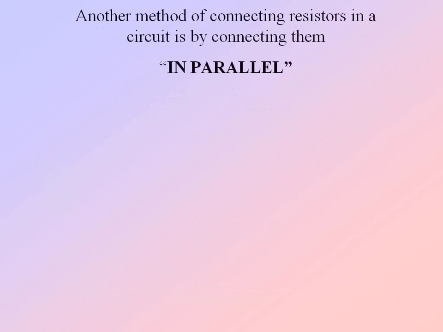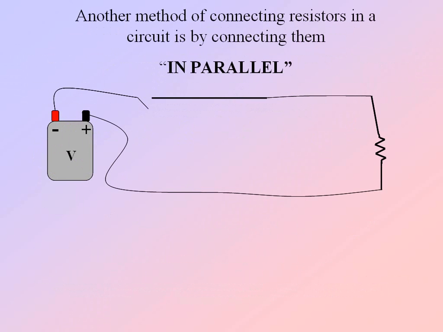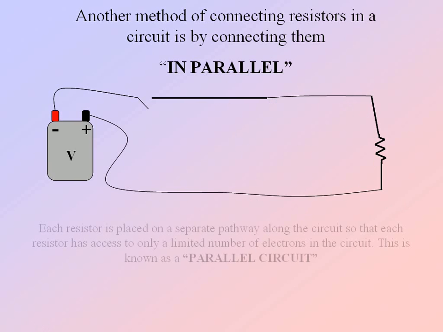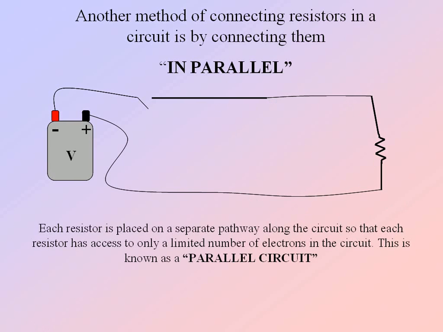Another method of connecting resistors is by connecting them in parallel. Here we have the start of a circuit. Instead of placing the resistors along the same pathway as the first resistor, we place them along bridges. Each resistor is placed on a separate pathway along the circuit so that each resistor has access to only a limited number of electrons. This is known as a parallel circuit.